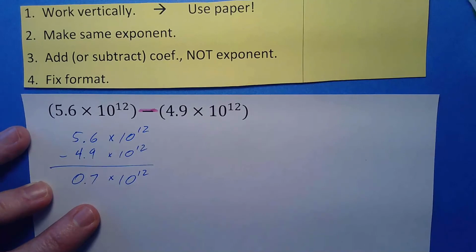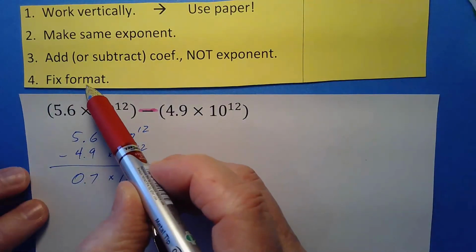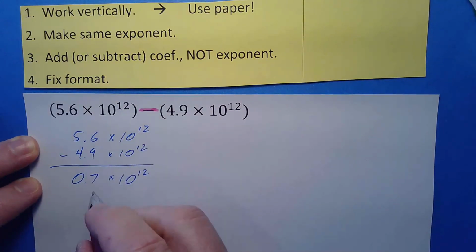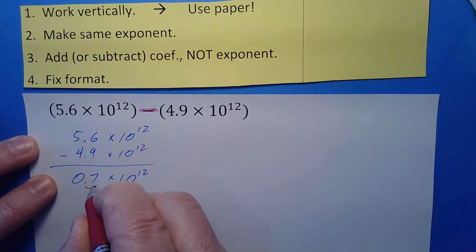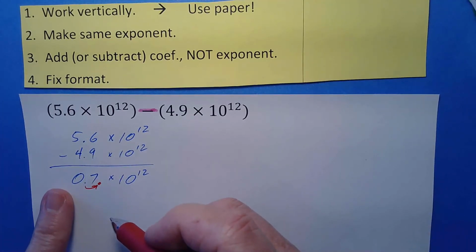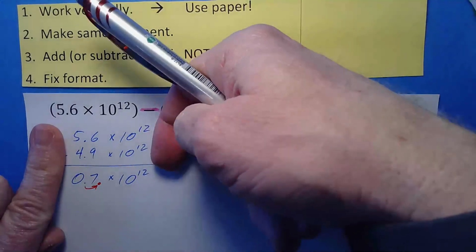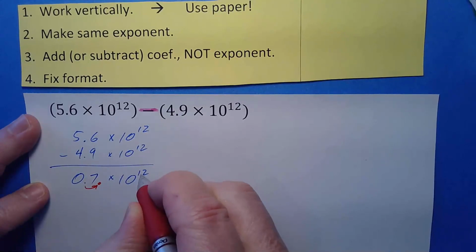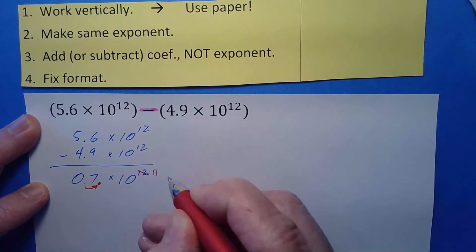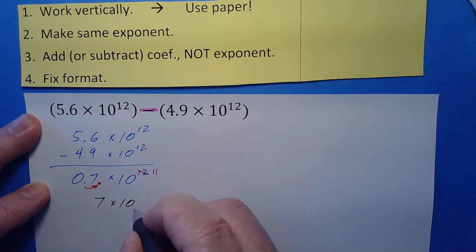Now 0.7 times 10 to the 12th, again, it's the right number, but it's in the wrong format. I've got to fix my format. I'd really like this decimal point to be over here, wouldn't I? But basically, I just made it get bigger. It was 0.7, now it's 7 in front. If it got bigger, the exponent has to get smaller so that overall it's the same value. So rather than 12, this is going to be an 11. And my final answer is 7 times 10 to the 11th.